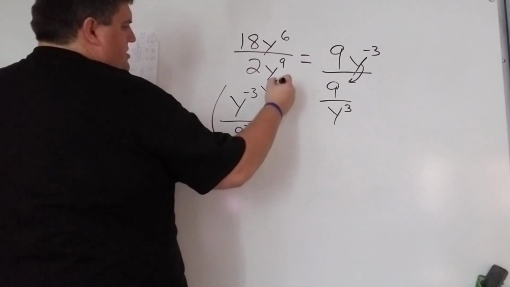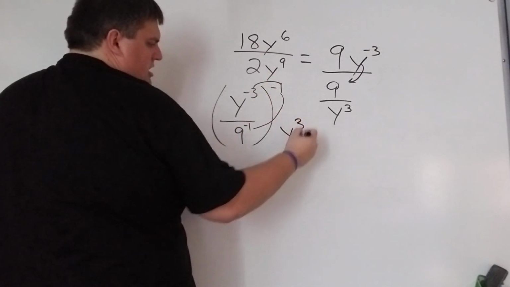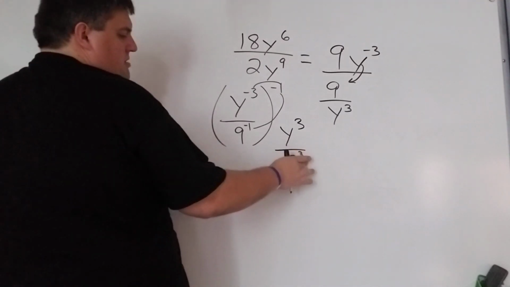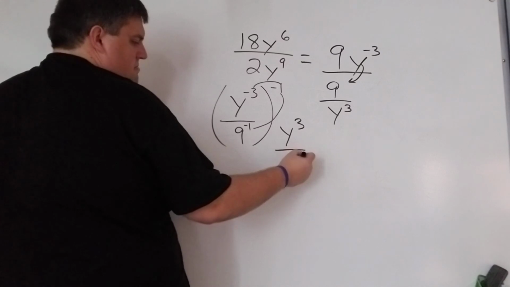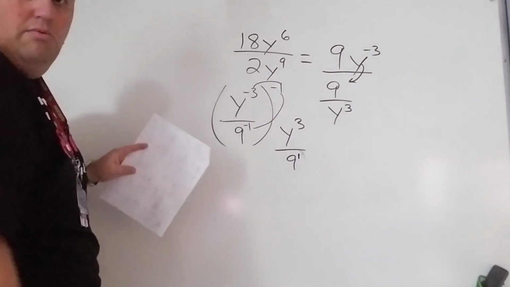So if we do this all to the negative first, distribute, that's going to be y cubed over 9 cubed. I'm sorry, not cubed, to the first, positive first, which is close, but it's obviously flipped, right? So that's not going to work.